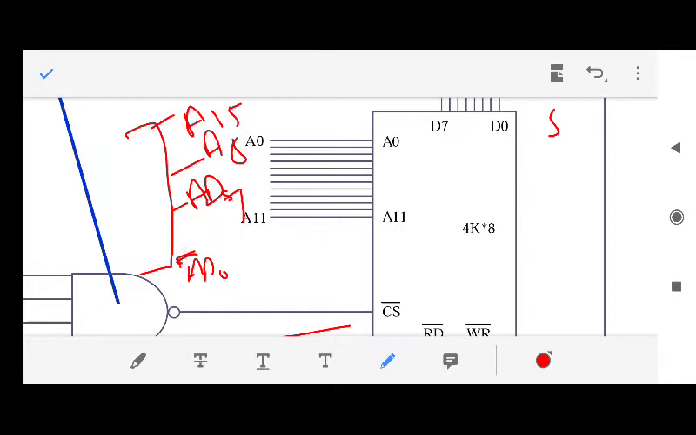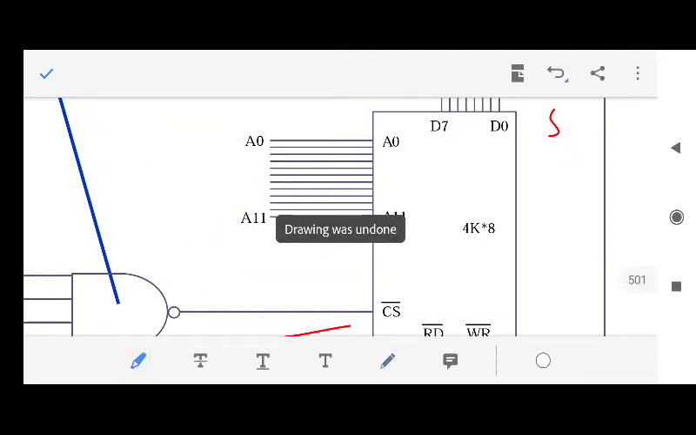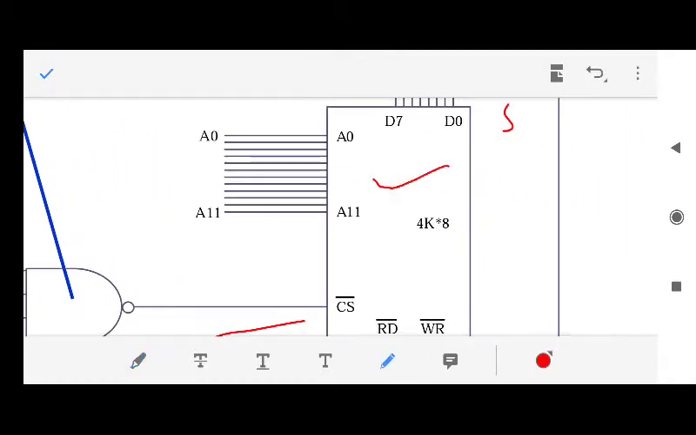AD0 to AD7, these are port 0, and the others are port 2. Fine. So AD means this can be used for address as well as data. So let's see how to connect it. Now since 8051 has 16 address lines, out of those 16 address lines, this memory needs 12 address lines. So 12 address lines are directly connected to the address lines of memory. You can see here, these 12 address lines of 8051 are directly connected to the 12 address lines of memory.